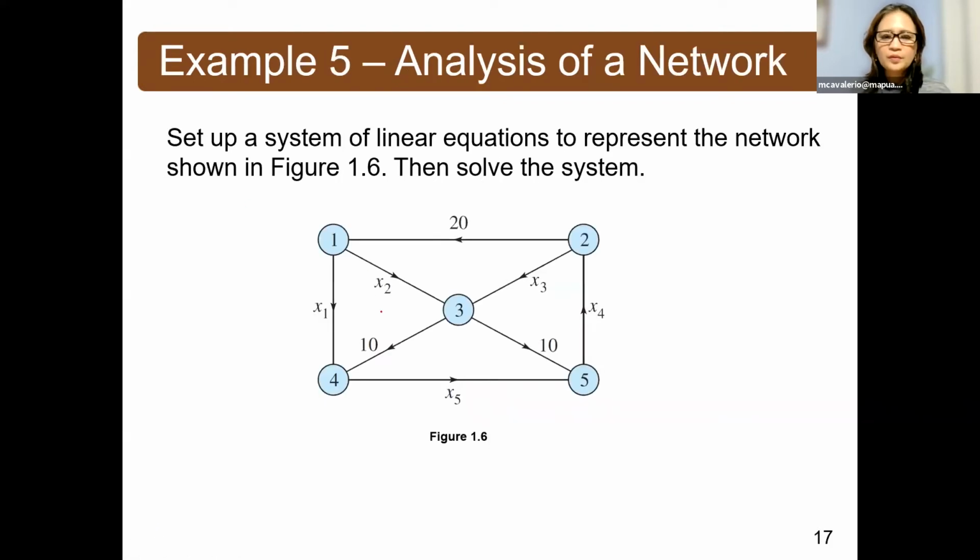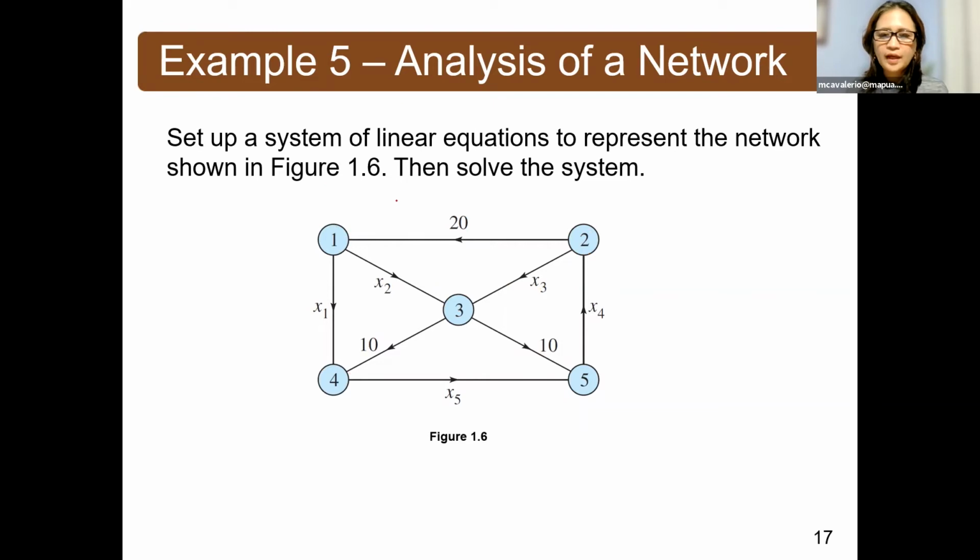For example, we will have in figure 1.6 a network, and we're asked to set up a system of linear equations that will represent the network, and then solve the system. Now, what we can do here is to mark the junctions. The first thing that we need to do is to mark the junctions or nodes. Say, here, this is junction 1, junction 2, junction 3, 4, and 5.